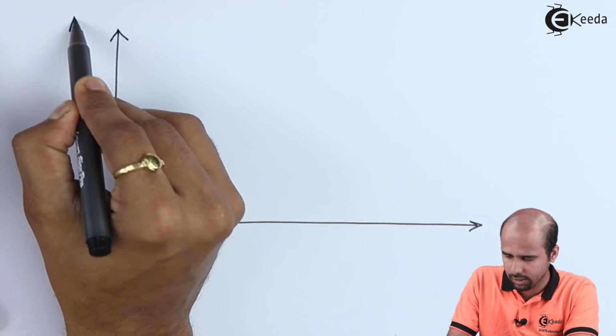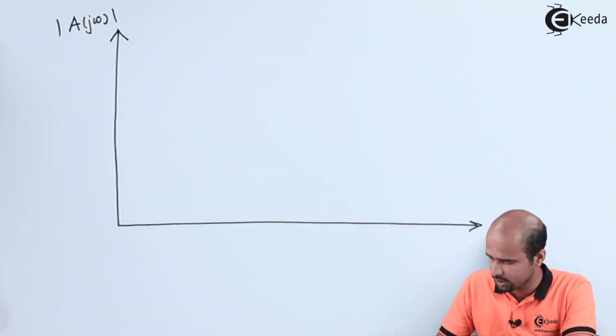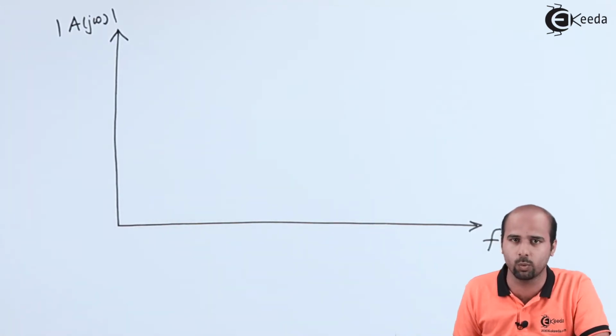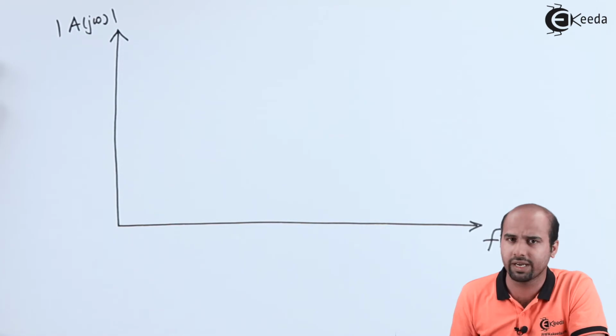This is your gain, A of j omega. This is your frequency in logarithmic scale, so as to compress all the frequency and put it on one particular A4 size paper only. Now we will take case by case.